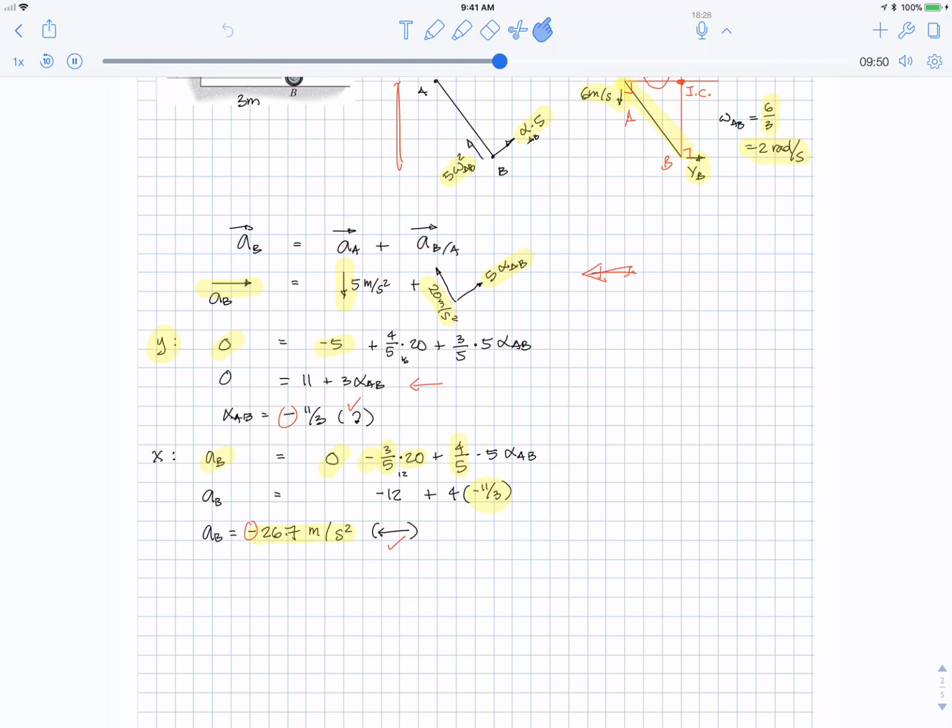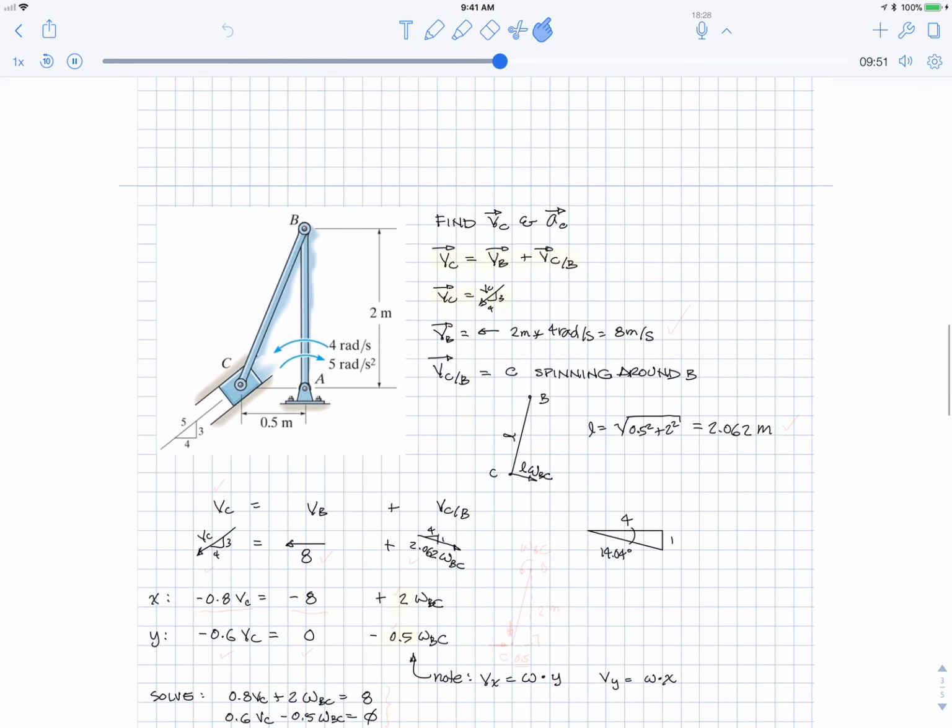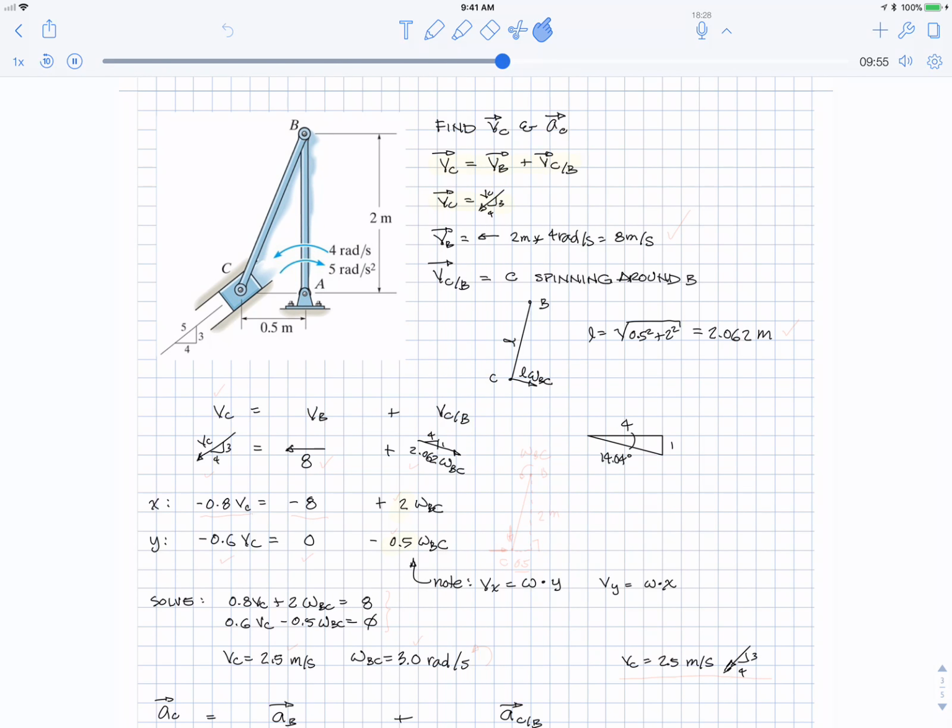So here's another problem using relative velocity and relative acceleration. So they're asking for us to find the velocity at C and acceleration at C. So those are both going along that 3, 4, 5 triangle. And so I'm going to start with the velocity.